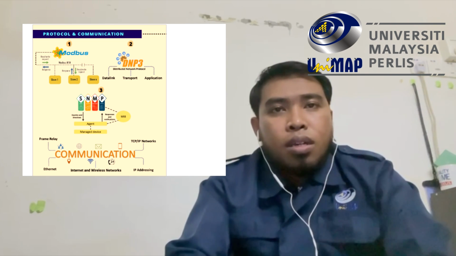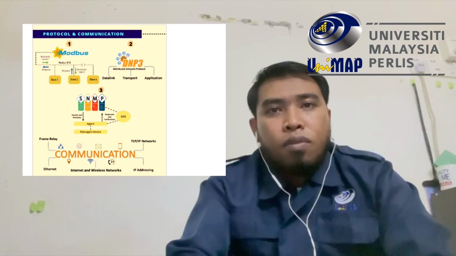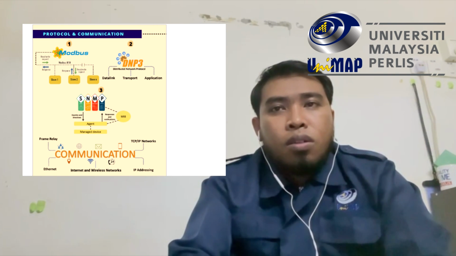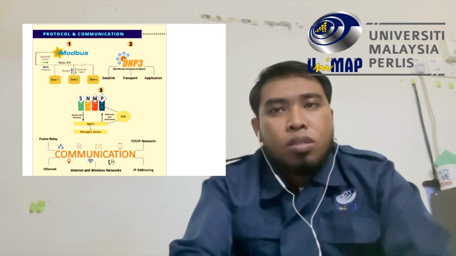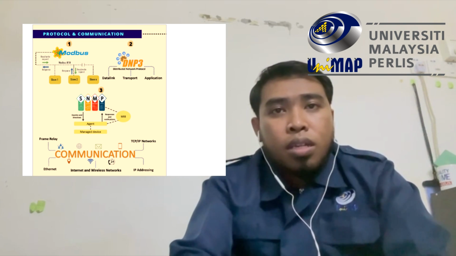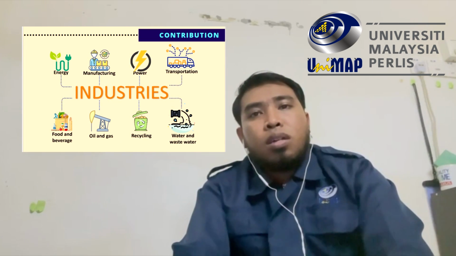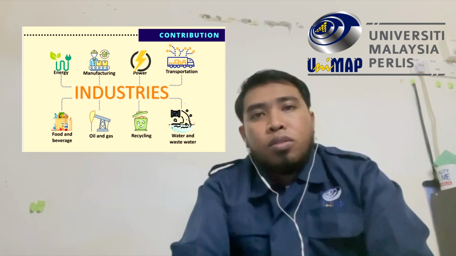Next is DNP3, standard for distributed network protocol, and it is a collection of communication protocols utilized between components in process automation systems, such as power utilities and chemical process facilities. That's all about the communication and protocol. And then I will go to the contribution of the SCADA in the system.